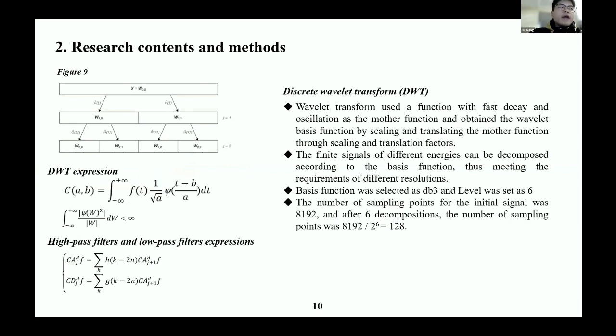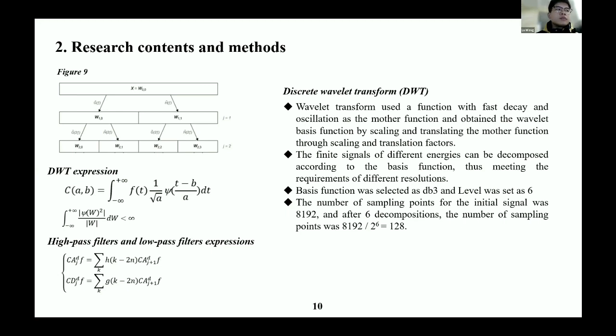Wavelet is an effective method for processing composite electrical signals, which continuously decomposes the original signal to grasp its characteristics, as shown in Figure 9. Wavelet uses functions with fast decay and oscillation as the mother function and obtains the wavelet basis function by scaling and translating the mother function through scaling and translation factors.